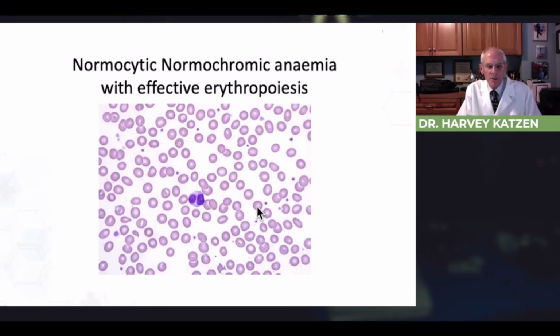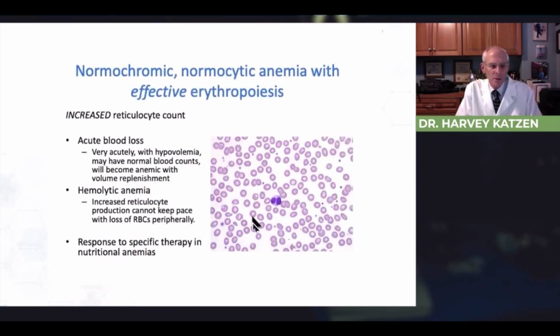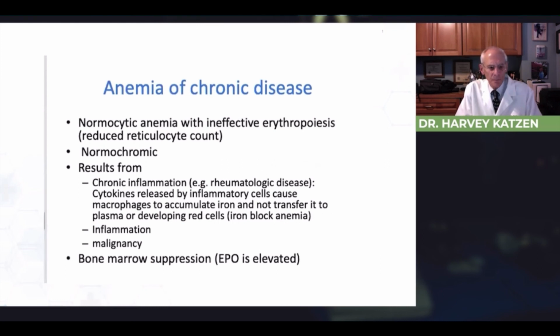So remember, we talked about the normochromic normocytic anemias. This patient is anemic, but their red blood cells look normal. So in this case, morphology isn't helping. This could be a cancer patient, somebody with chronic renal disease, or somebody with a chronic inflammatory disease. These sometimes can be a little bit more challenging, and this is the anemia of chronic disease.